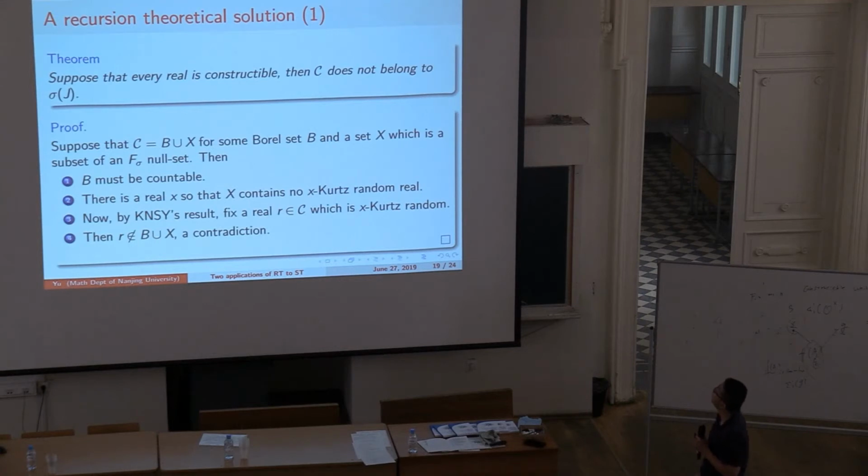Okay. Now, first we prove a baby version. Suppose every real is constructible, then this set C does not belong to σ(J). Of course, this result cannot be proved in ZFC, because C may be countable. It's consistent that C is countable. So we need some extra assumption: if every real is constructible, then C does not belong to σ(J). Okay, why? It's a very interesting proof.